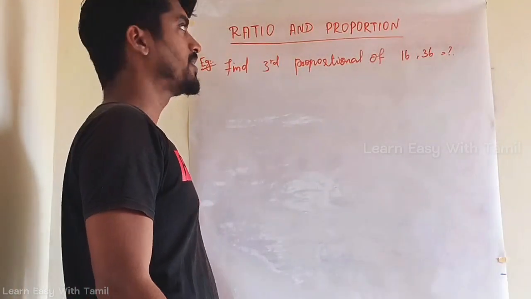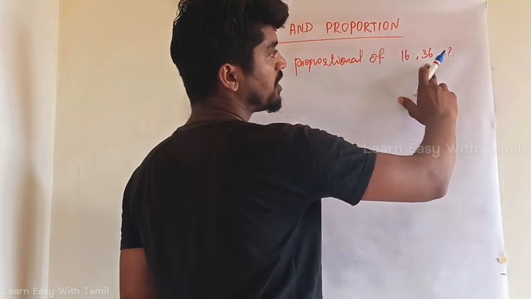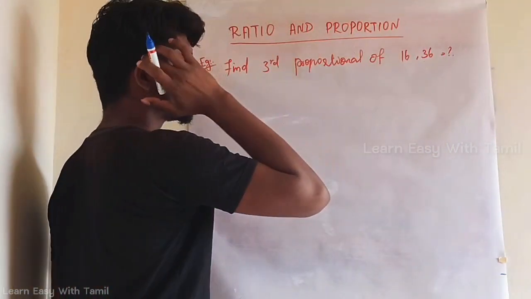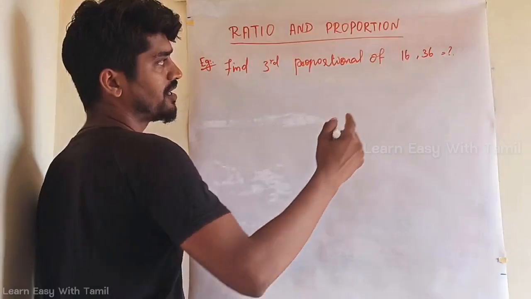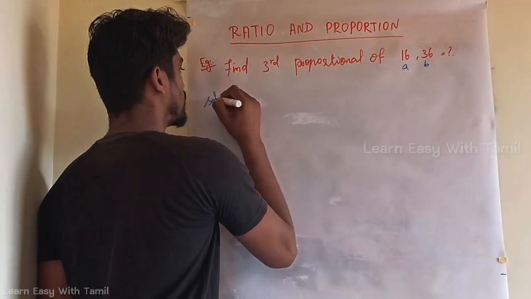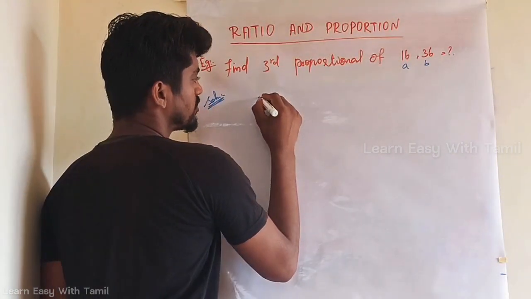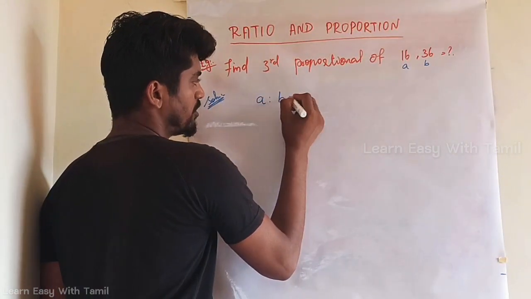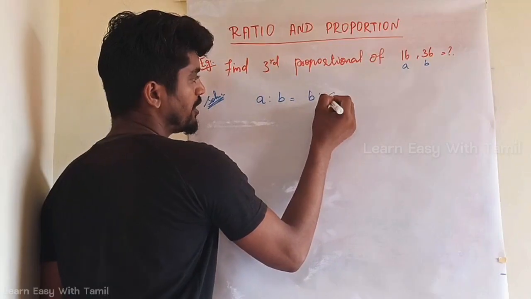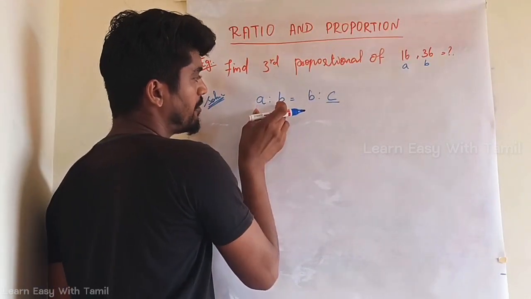The next example is to find the third proportional of 16, 36. Here the two values a and b are given. We have to find the c value. To find the third proportional, we have to use the formula a is to b is equal to b is to c. So we have to find the c value. Only a and b are given.